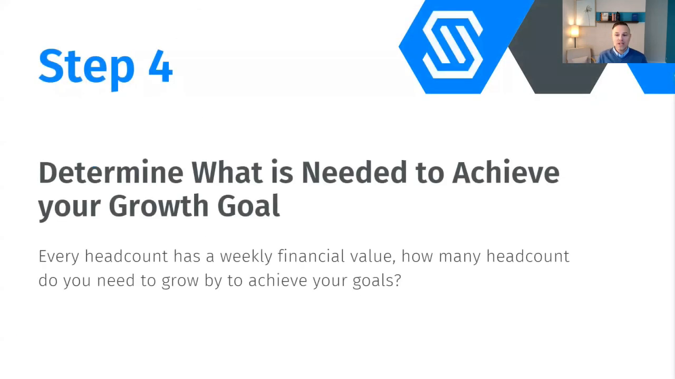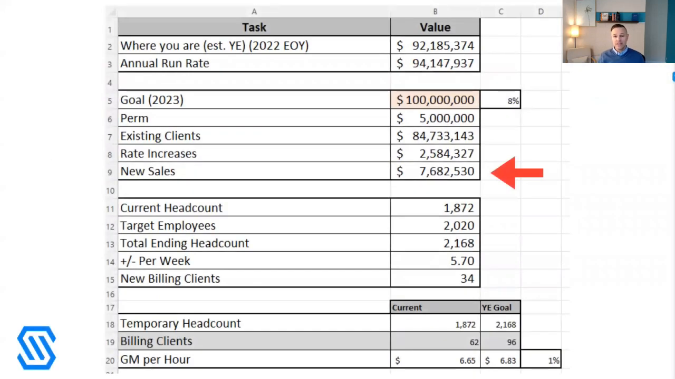So as we're getting into this, step 4 is just determining what is needed to achieve the growth goal, right? Every headcount has a weekly financial value, right? How many headcount do you need to grow to achieve your goals, right? Now we just need to take what we're learning and apply it to our goals and then put it into the language of the industry, headcount and clients, right? So it would look something like this. And again, this is just another part of the tracker. I do this in Excel because it's easier for me. But I'm sure the tools that you're using probably have this capability, and you can do something similar.